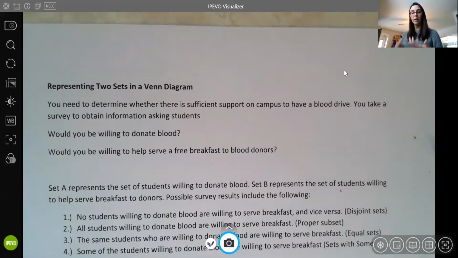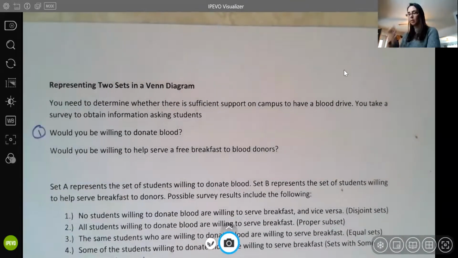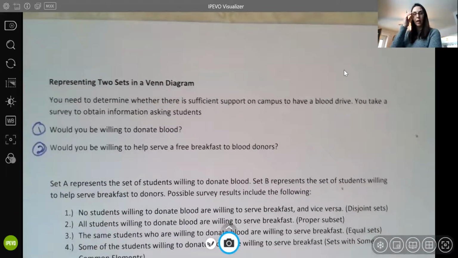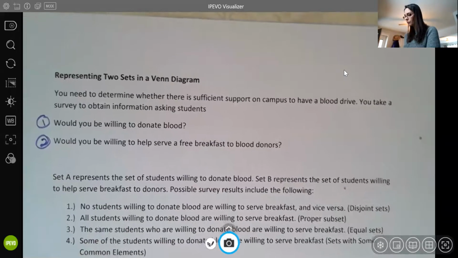So you take a survey of students to see how they feel about it. And you ask two questions. The first question you ask is, would you actually be willing to donate blood? And you want to do something nice for all the donors, so the other thing you're going to have is a free breakfast. So if you're not willing to donate, or maybe if you are, are you also willing to help serve free breakfast to the blood donors? Those are the two main questions we're asking here.